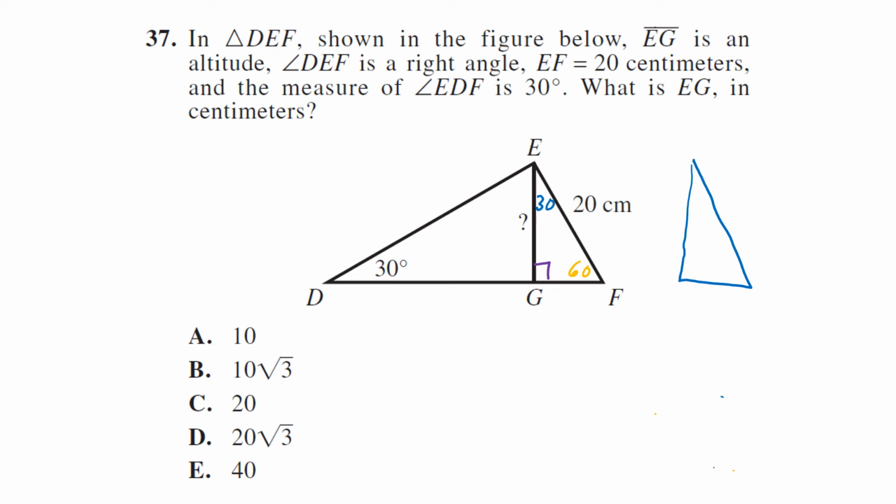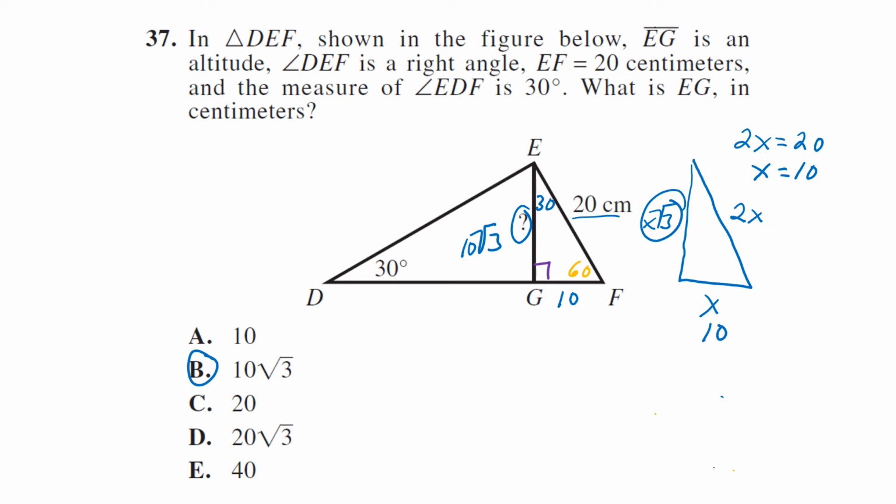So this is a 30, 60, 90 triangle. In 30, 60, 90 triangles, the sides are x, 2x, x root 3. So if we know that the side that's 2x is 20, 2 times what equals 20? So 2x equals 20. That means x equals 10. So this side is 10. So that means this missing side that we're looking for has to be 10 root 3.